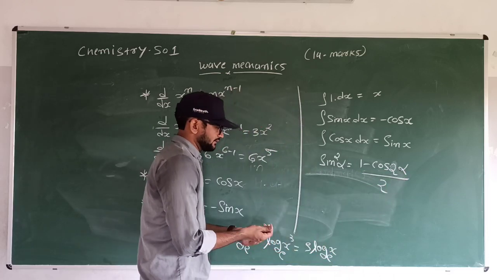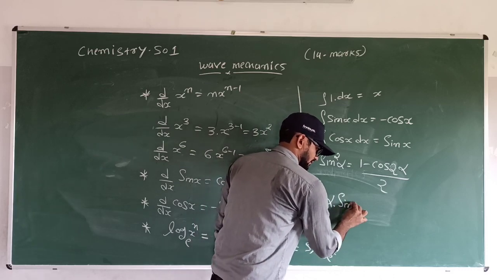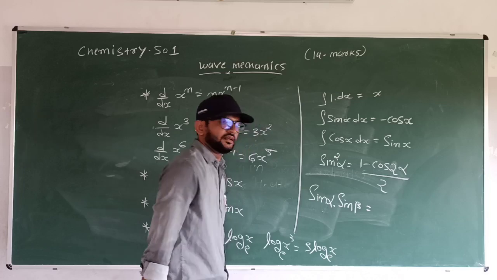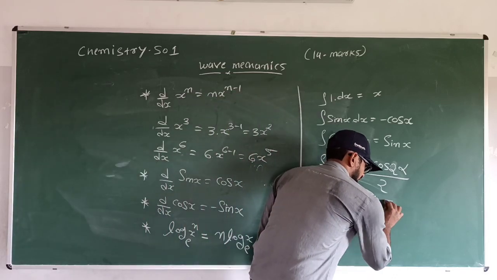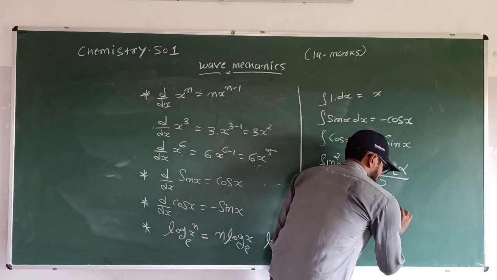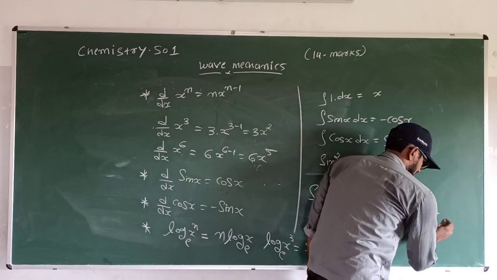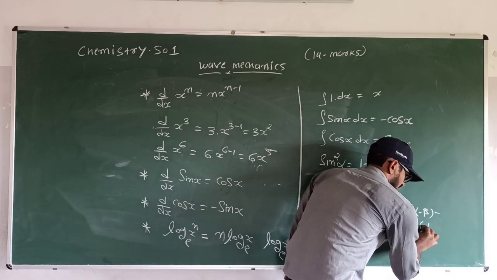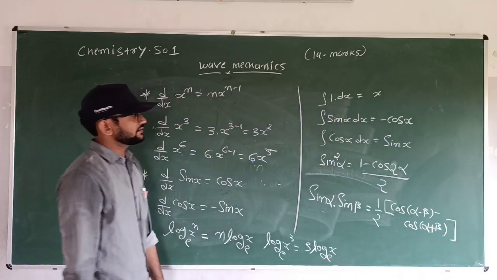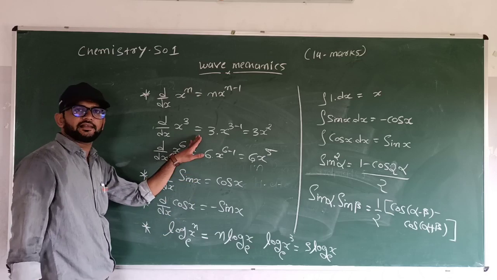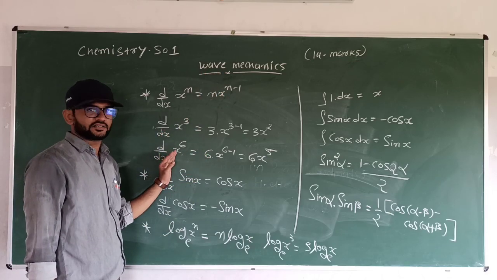And then after next, sin alpha into sin beta is equal to 1/2 into bracket cos alpha minus beta minus cos alpha plus beta. Okay, so these are the basic mathematical formulas which are used in wave mechanics. You must have knowledge of that.